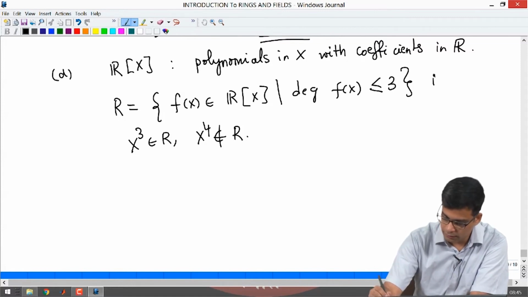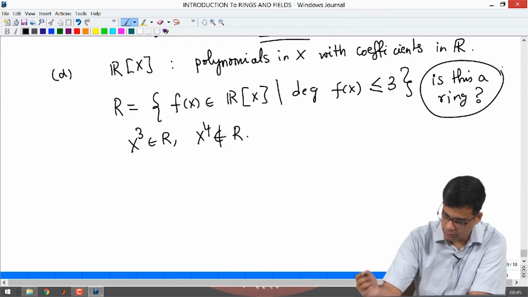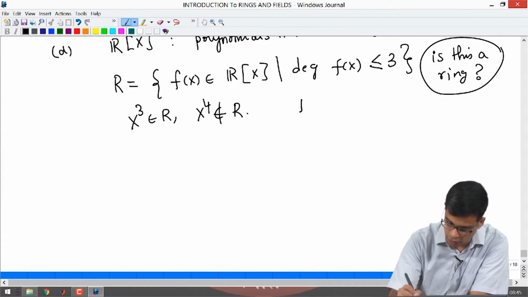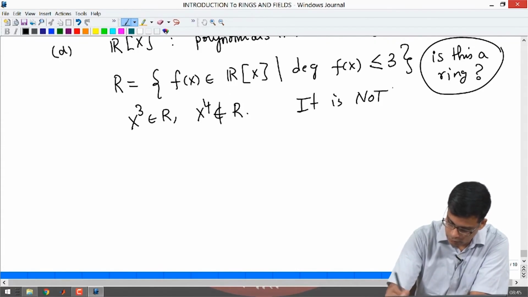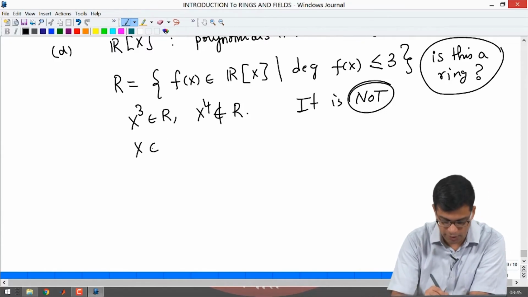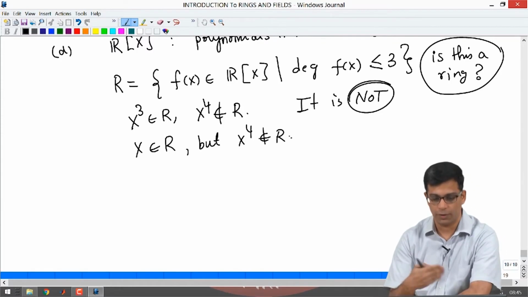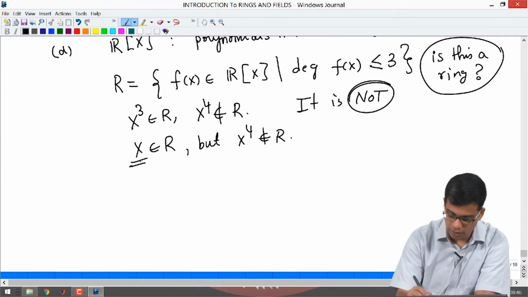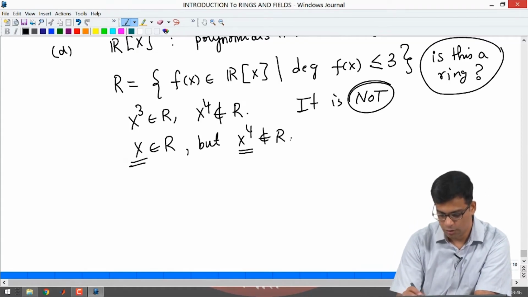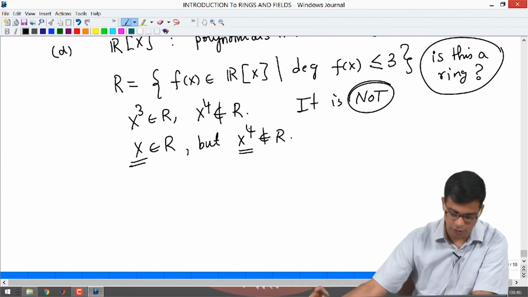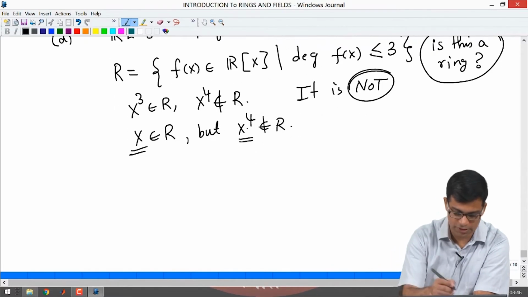Now, is this a ring? That is a question, right, and you can clearly see that it is not a ring. Why not? Because x is in R, but x power 4 is not in R, right. If R is a ring, it is supposed to be closed under multiplication. You have one element, if you multiply it with itself 4 times, it is supposed to be inside the set again, but it is not. So, it is not a ring. So, let us modify this.